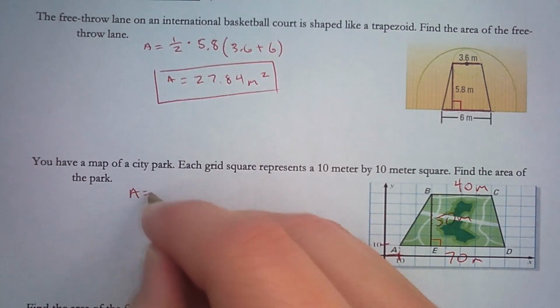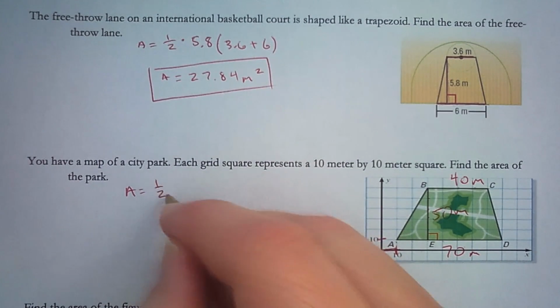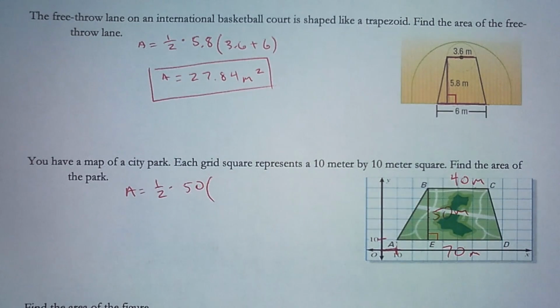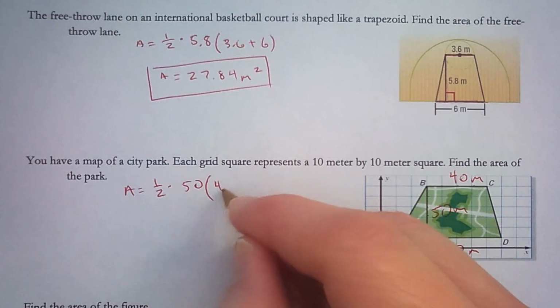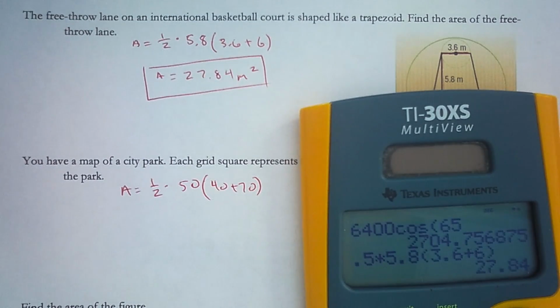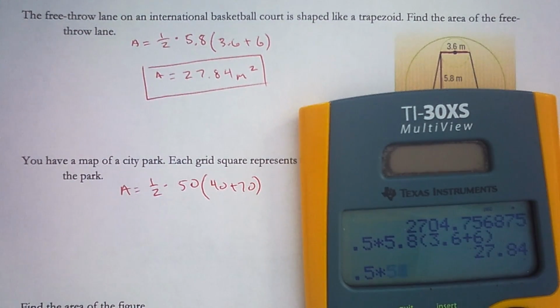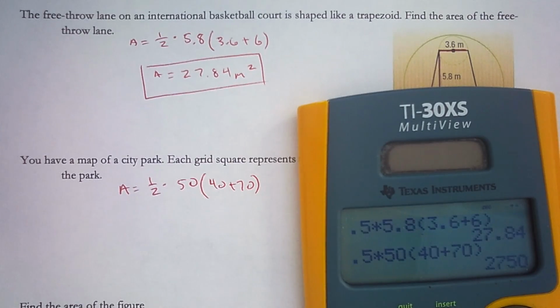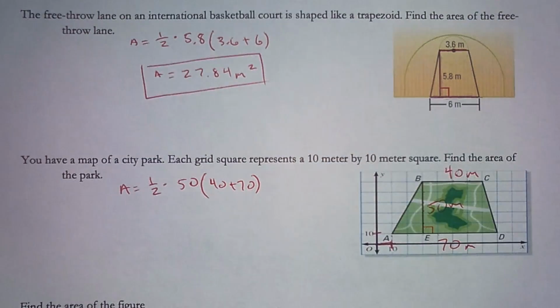So the area is half times the height, which is 50, times the sum of the bases, which is 40 plus 70. So 0.5 times 50 times 40 plus 70. We have 2,750 square meters.